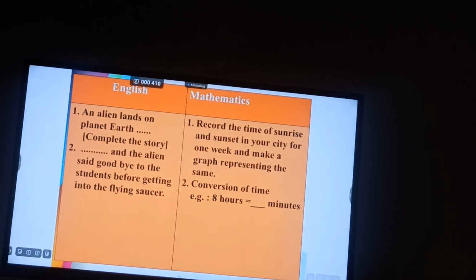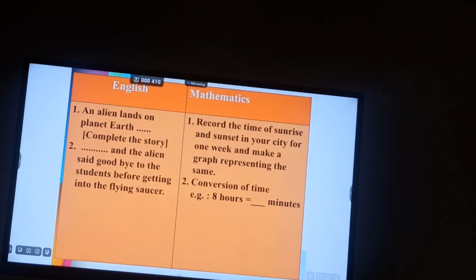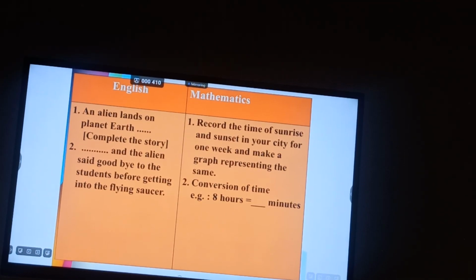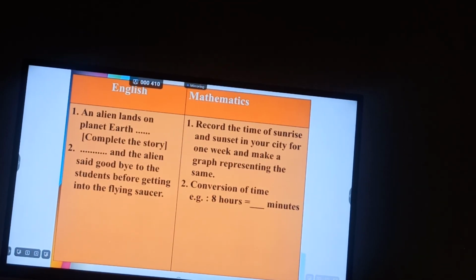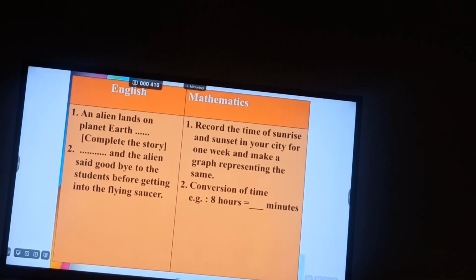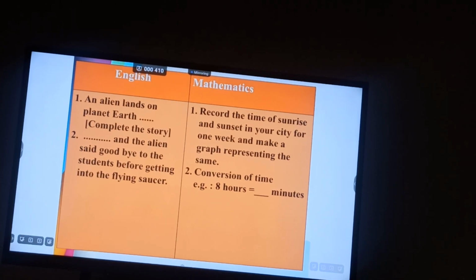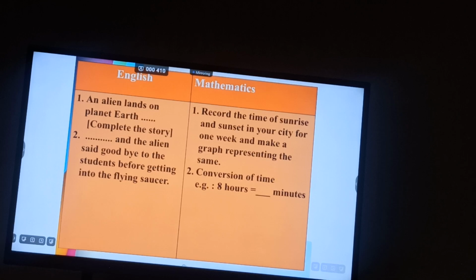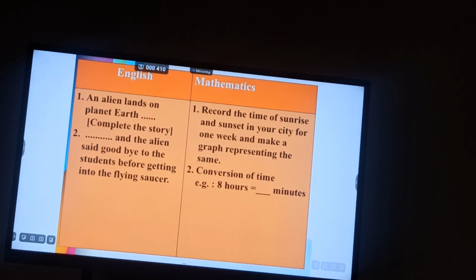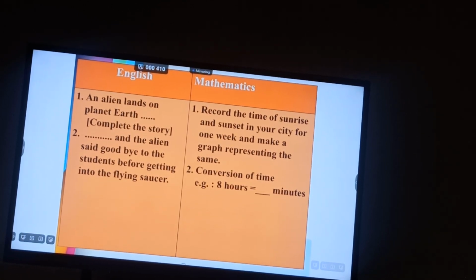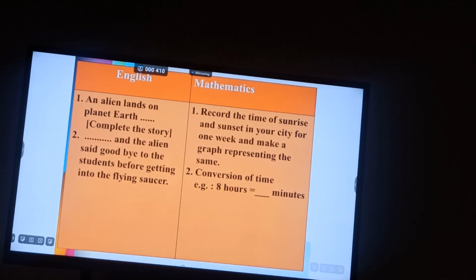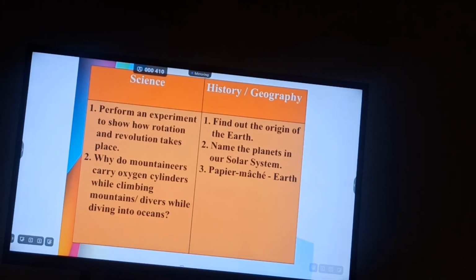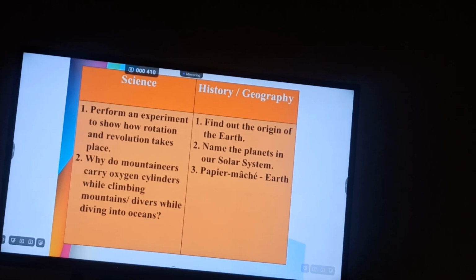Mathematics. By the way, I hope you know that art doesn't mean only drawing and painting. Isn't it? Much more than that. So they have given an annexure. Check the annexure for it. What goes under that? Under mathematics, you can say about the time of sunrise and sunset in your city for 1 week and make a graph representing the same. Is it mathematics? Yes, it is. Is it about the Earth? Is it about rotation? It is. Okay. Conversion of time. Again. Next, please. Now, under science, what do you do? Perform an experiment to show how rotation and revolution take place.